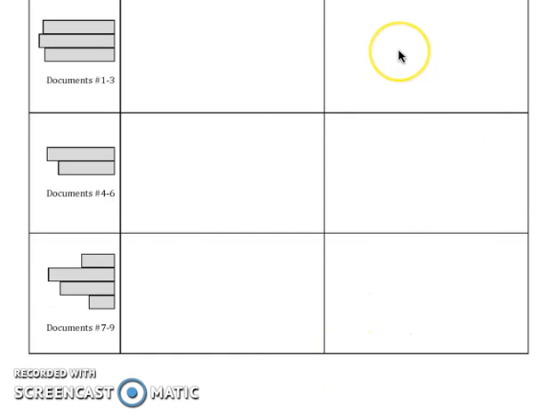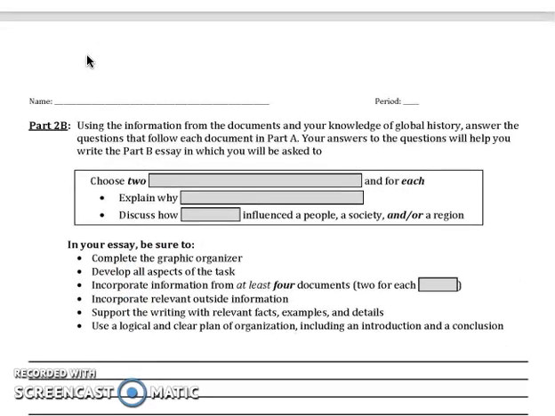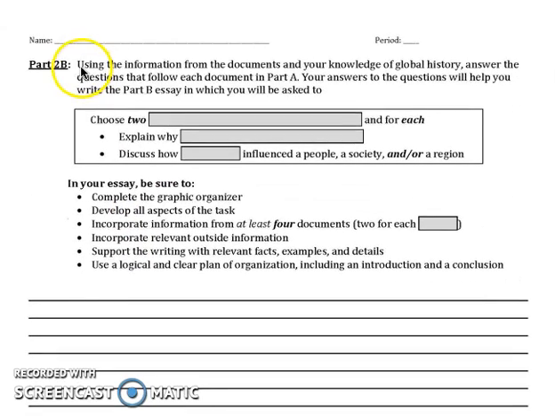This is the first part of your writing section. Again, you're going to pull the information from the documents and bullet point it out. The second part is you're going to use the information from the documents and your knowledge of history, answer the questions that follow each document in part A. Answers to the questions will help you write part B. So really, the answers to the questions in part A deal with your chart. And then you're going to write an essay for part B.